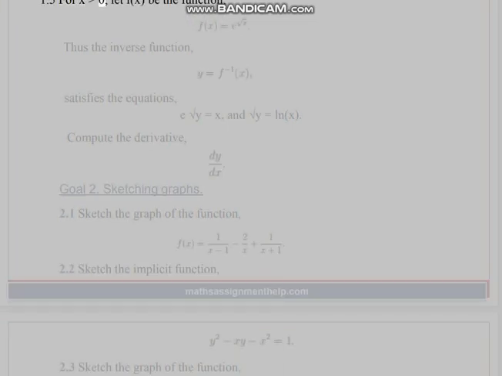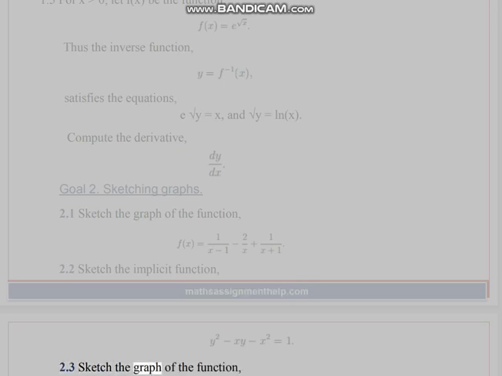1.5 For x greater than 0, let f(x) be the function; thus the inverse function satisfies the equations e to the square root of y equals x and square root of y equals ln x. Compute the derivative. Goal 2. Sketching graphs. 2.1 Sketch the graph of the function. 2.2 Sketch the implicit function.